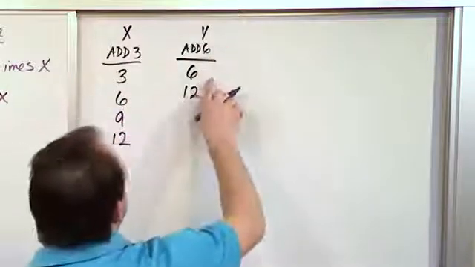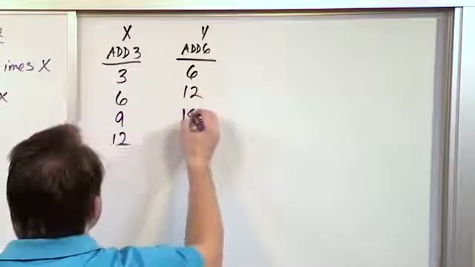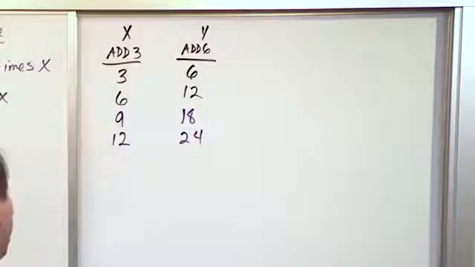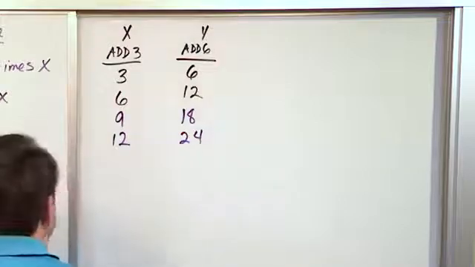And then over here, if I'm filling in this table, I'm adding 6. 12 plus 6 is going to give me 18, and 18 plus 6 is going to give me 24. So I filled out the table down to 4 rows, which is all I care about right now. And then I want to do the ordered pairs.